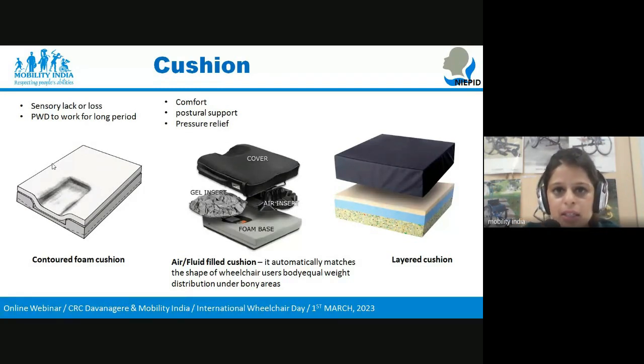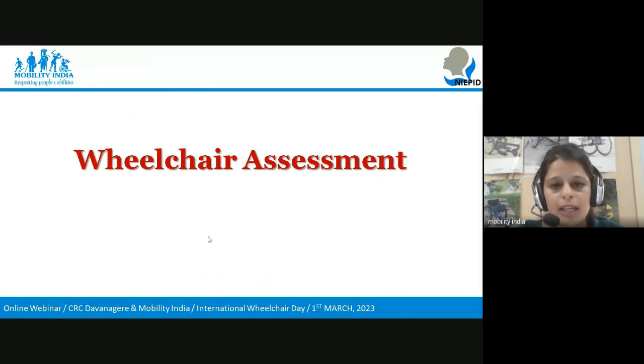It is available in various types. The first one, which you can see, is the contoured shape foam cushion with two layers, the top layer as well as the base layer, the layered cushion, as well as air or gel filled cushion, which will automatically adjust to the shape of the wheelchair user's body, and also it will be helpful for weight distribution under the bony areas. So based on the need of the user, based on their difficulties, you can select the cushions. These all are the pressure relief cushions.